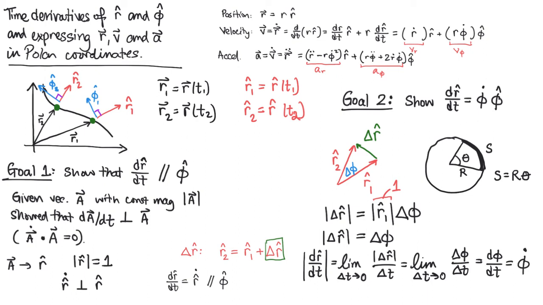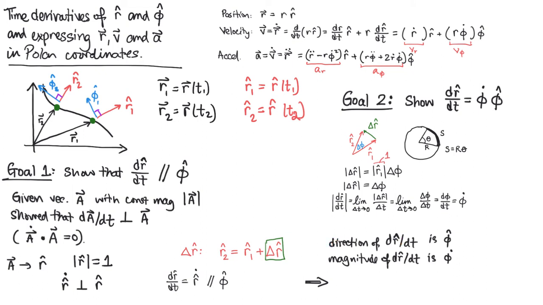Okay, so in the first case, we've shown that the time derivative of the r hat vector is parallel to phi hat, and in the second analysis, we've shown that the magnitude of the r hat rate of change is equal to phi dot. So if we put those two together, then we see that the direction is given as phi hat and the magnitude is phi dot. So that tells me that the vector itself, dr hat dt, has to equal phi dot in the phi hat direction. And we are done. That's what we wanted to show.